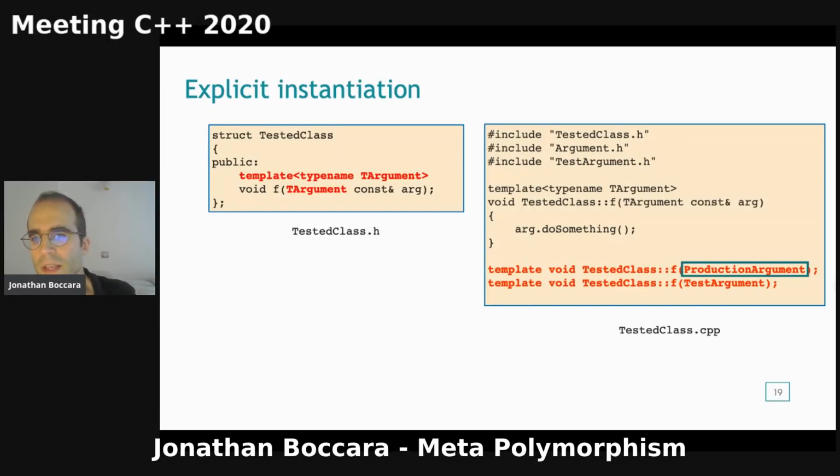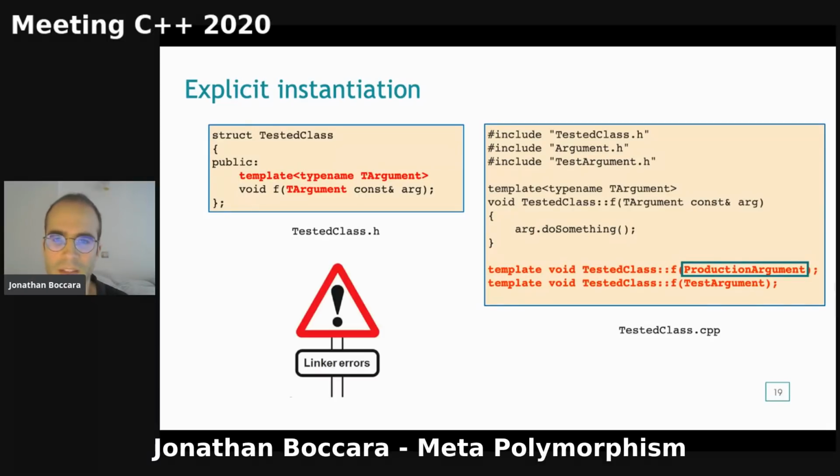Now, the problem is, if we do that, then we would have production arguments in our test binary, right? Because the tested class.cpp, which is the code we want to test, would be in the test binary, and we would have a trace of production argument in the test binary, and that would be a linker error, and we would be back to square one. So we need to find a way to get this bit away from the CPP file, but still make it available for the production binary.